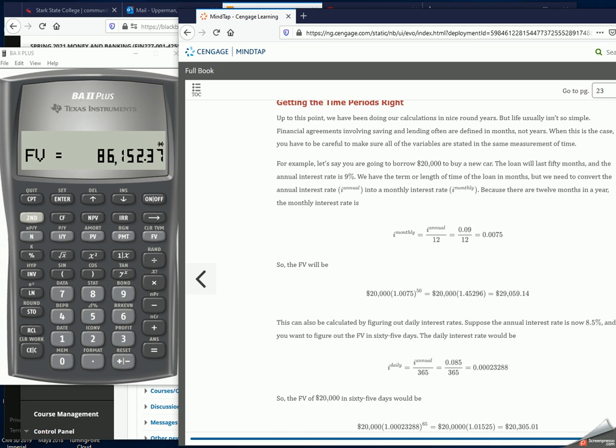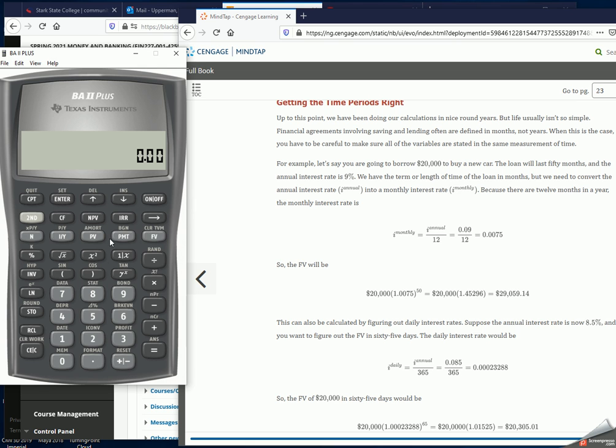Now here we get into loans. So it says, say you borrow $20,000 to buy a new car, and the loan is for 50 months at 9% annual interest rate. What would we calculate the future value to be?